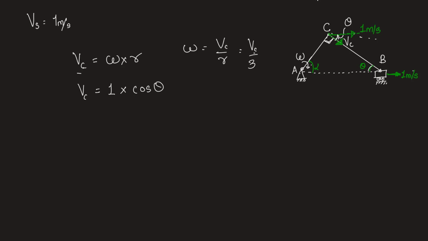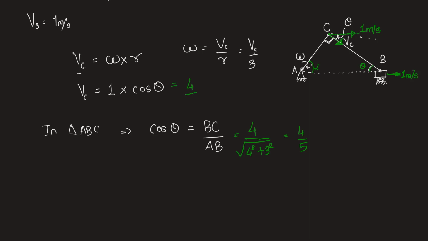Cos theta can be found out easily in this triangle ABC. So in triangle ABC, we have cos theta is equal to adjacent side upon the hypotenuse side. So adjacent side is BC and hypotenuse side is AB. We know the value of BC is 4 meter. And we can find out AB as the hypotenuse side using Pythagoras theorem. So it is under root 4 square plus 3 square, which is 5. So cos theta is 4 by 5.